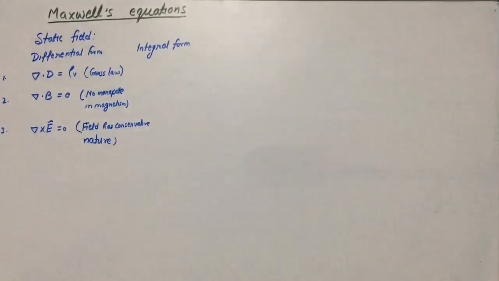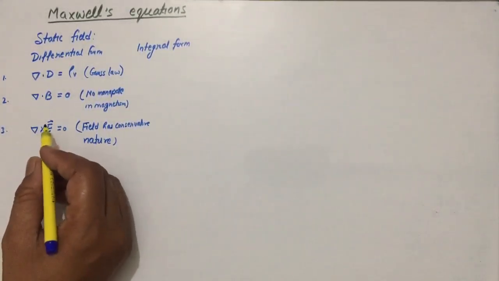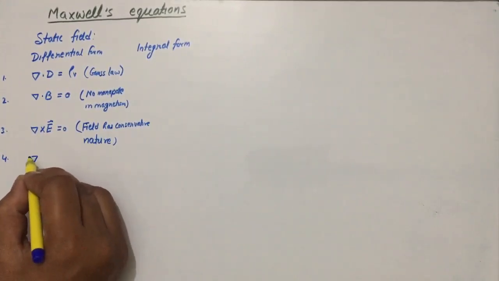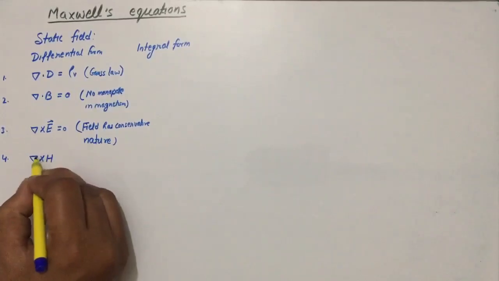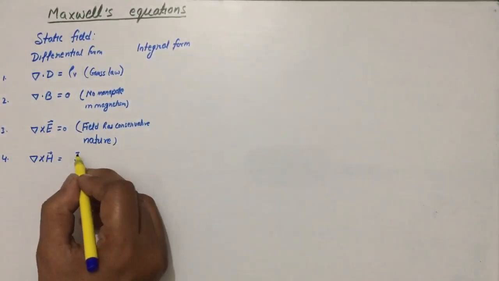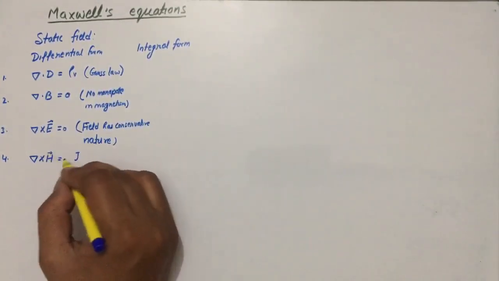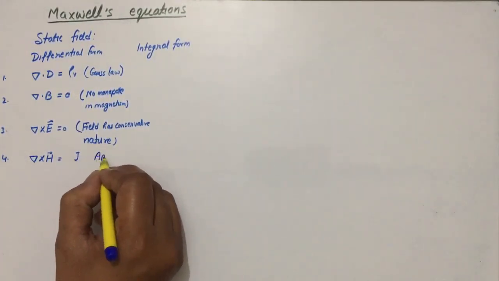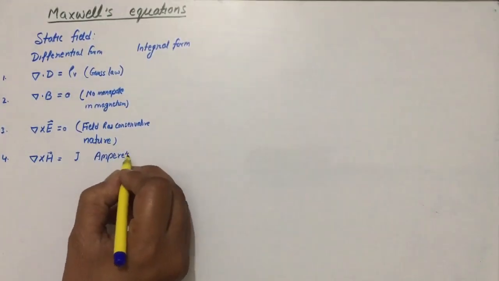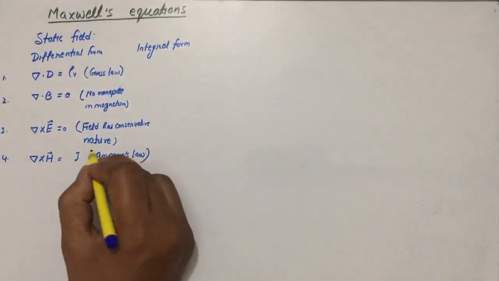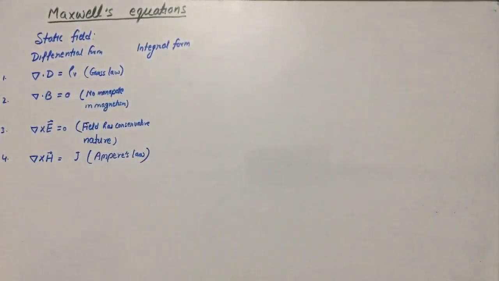And the fourth equation of Maxwell related to the magnetic field, that is the curl of magnetic field is the current density. If we revise, then we find that this is Ampere's law. So these are the equations of Maxwell's in differential form.